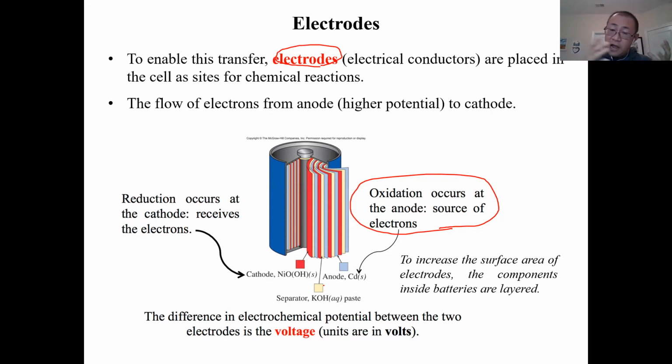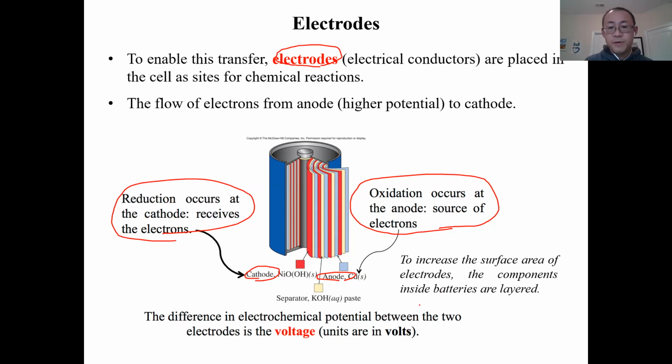And on the other hand, where the electrons are received, or where reduction happens, is called the cathode of the reaction. So, two very important terms. Anode is where the electrons are coming from, oxidation. Cathode is where electrons are received, where reduction happens. Cathode and anode are both the electrodes where the reactions are happening.